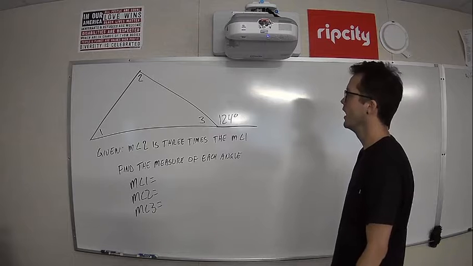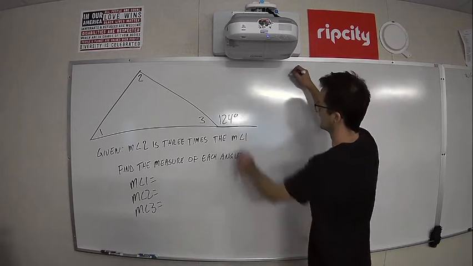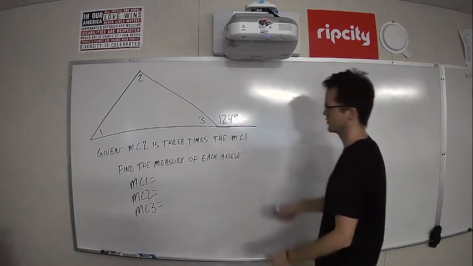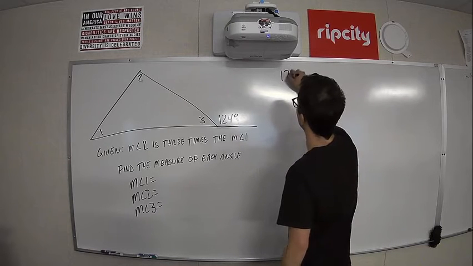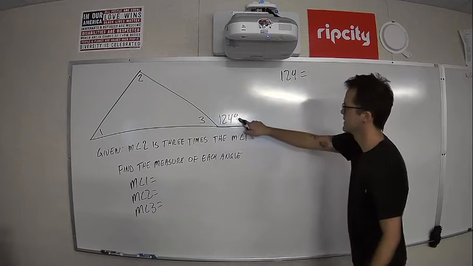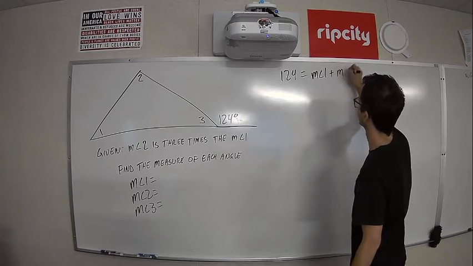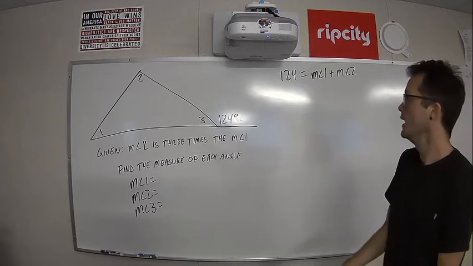So let's utilize the other theorem that we have, the external angle theorem. That one says that the measure of the external angle equals the sum of these two other measures. So we still have two unknowns, but let's at least set it up. We know that 124, that's this external angle, equals the measure of angle 1 plus the measure of angle 2. So that's our starting point.